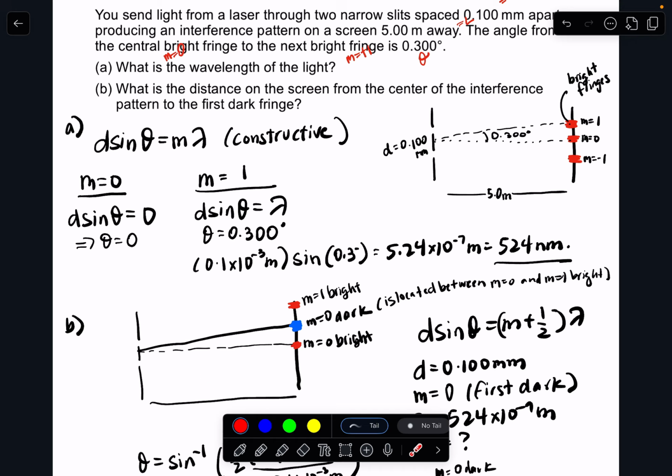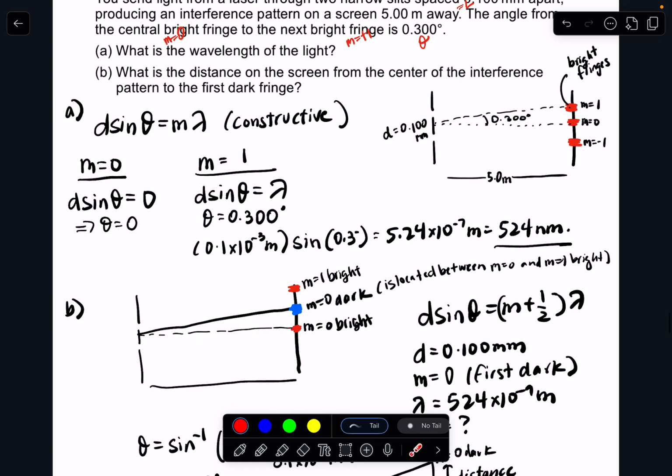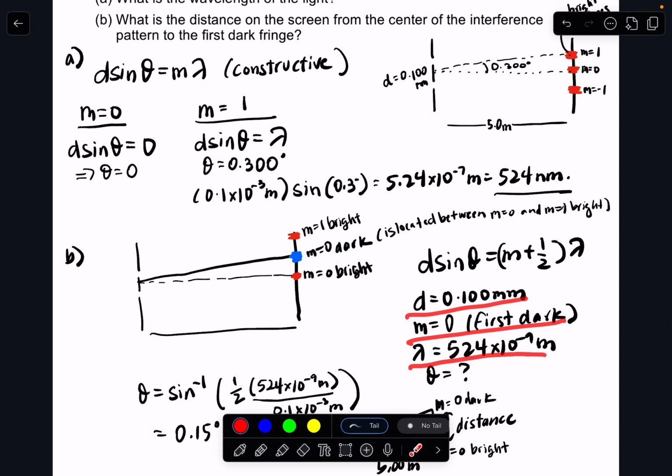And the first dark fringe occurs between the m equals 0 bright and m equals 1 bright. So we want to find this angle. And if we find that angle, well, then we can find this distance, right? Because this is a right triangle right here. So if we know this, we can find this, right? Because we know this side. So we're going to use the destructive interference condition to find theta. And we know that m here is going to equal 0 because we're talking about the first dark fringe, which occurs at m equals 0. And we have d, we have m, we now have lambda from part A. So let's find our angle theta.